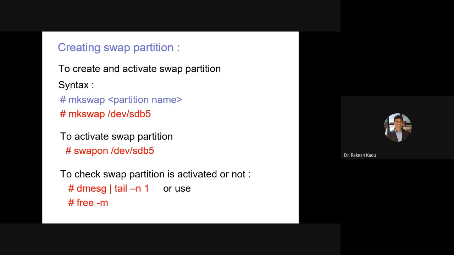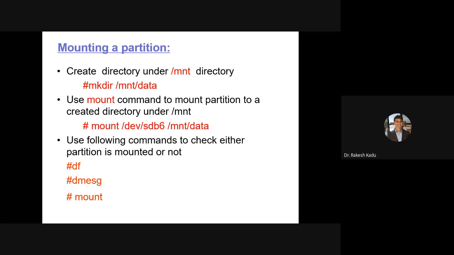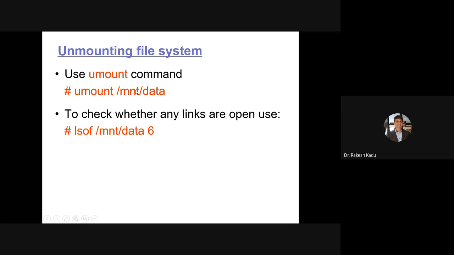We have created the swap partition, and we have seen the mounting of a partition, that is how we can use that particular partition. We have to follow the mounting process, and for that we have the mount command, for mounting a partition to a particular directory, and the umount command is used to unmount the partition from a particular directory.